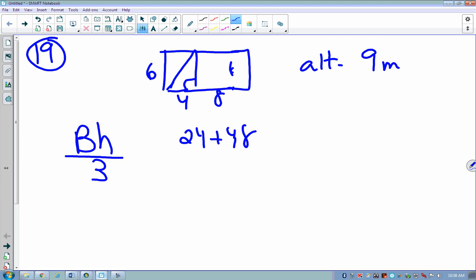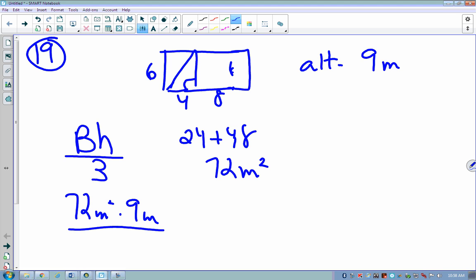I can add those two things together to get the area of the base. 24 plus 48 is 72 meters squared. That's the area of the base. So I've got 72 meters squared times 9 meters divided by 3. 72 times 9 divided by 3 should be 216 meters cubed. And I'm going to tell you that on the test it's going to be a very similar question type.